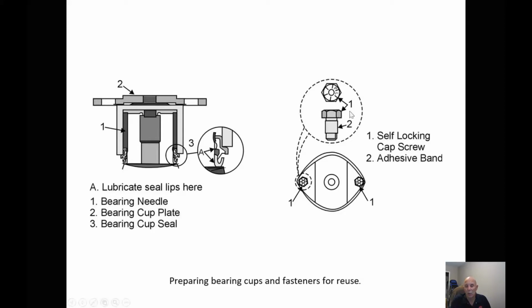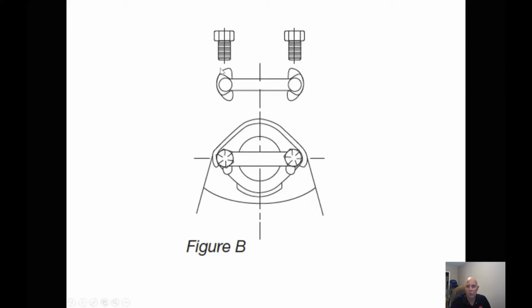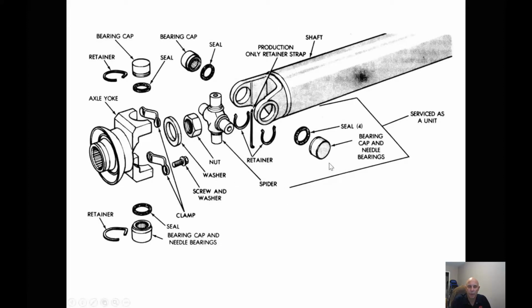The other thing is the older style U-joints, we used to use these straps. So these bolts never had any Loctite on them. They were just put in, and then one of these tabs was bent over to retain this bolt to stop it from spinning and backing out. On smaller U-joints, we're going to use these clips, and these clips are there to hold these caps in place.